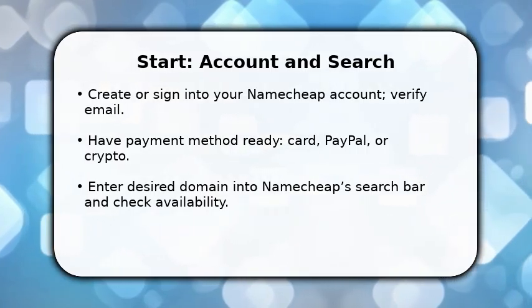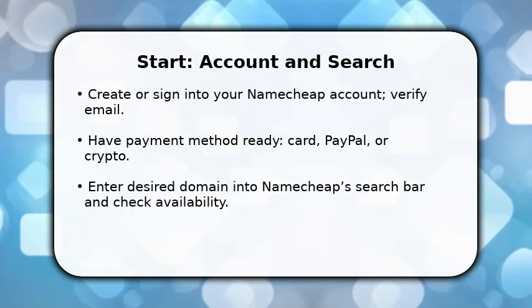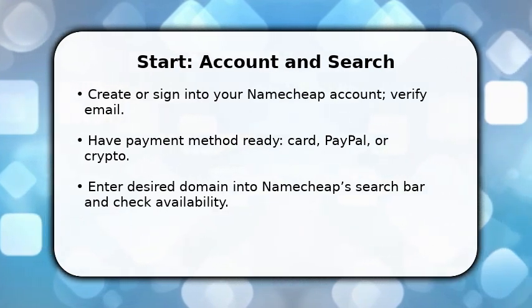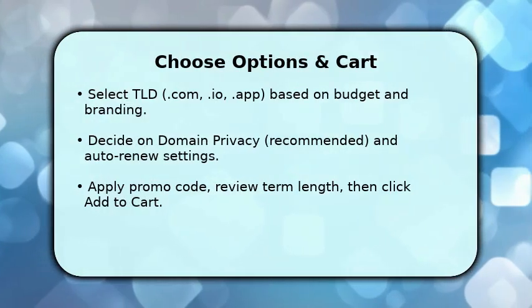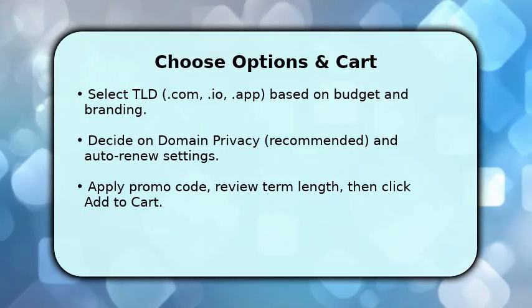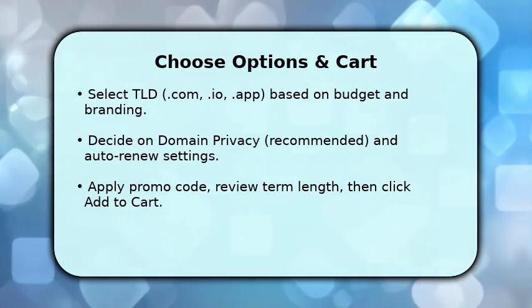You'll now pick the details that matter. Choose the right TLD for branding and cost, COM, IO, or niche endings, and set the term length. Once done, decide on domain privacy to hide who has info. It's recommended for most users.